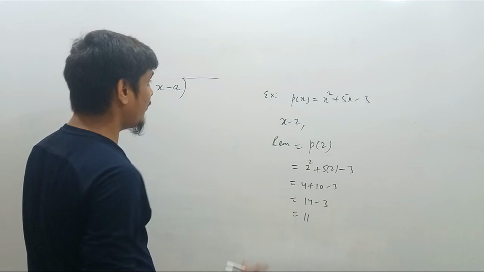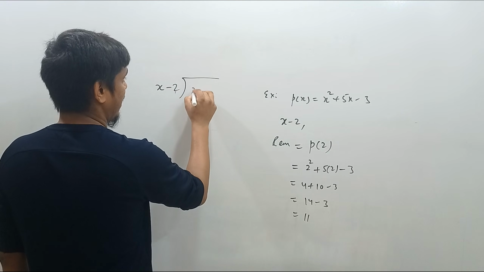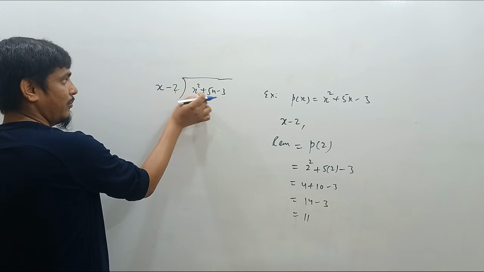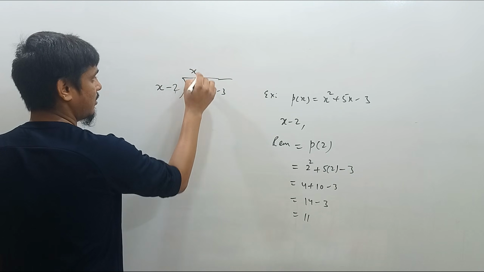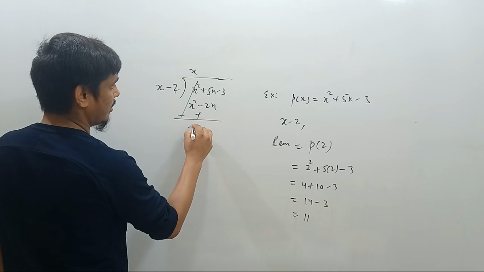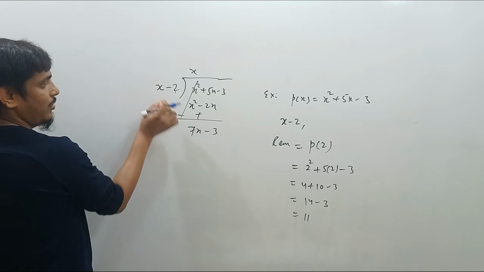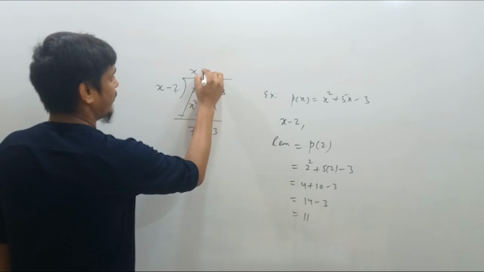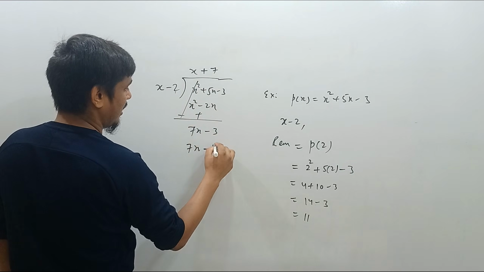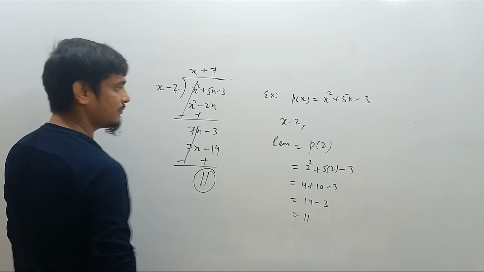So we have this x minus 2, and p(x) is x square plus 5x minus 3. Divide the leading term by the leading term. x square divided by x is x, so x square minus 2x, change the sign, this gets cancelled, so 7x minus 3. So the leading term is 7x, and over here is x, so when 7x is divided by x, that will give us plus 7. So 7 times x is 7x minus 7 times 2 is 14, so change the sign, this gets cancelled, 14 minus 3 is plus 11.